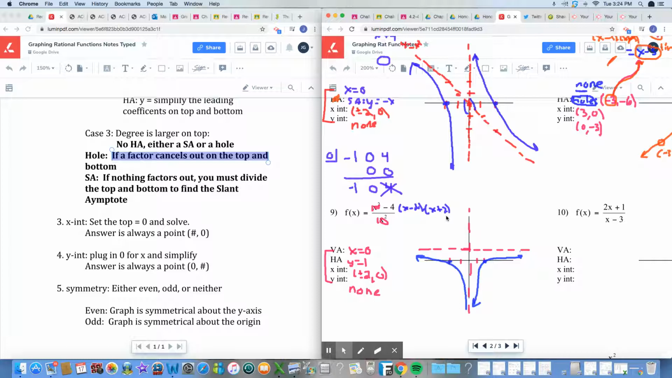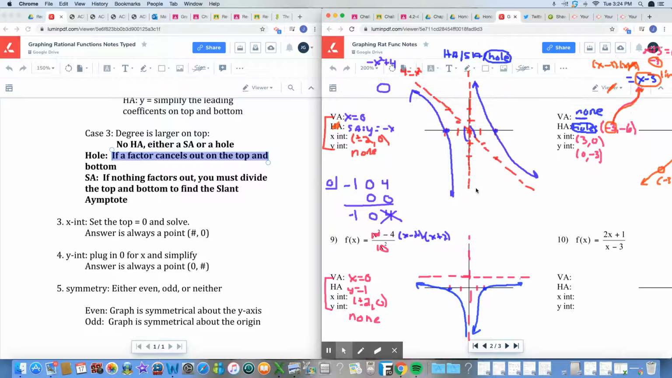All right, let's try to find one more that has a degree bigger on the bottom than it is on top. So we can practice the slant asymptote or a hole problem.